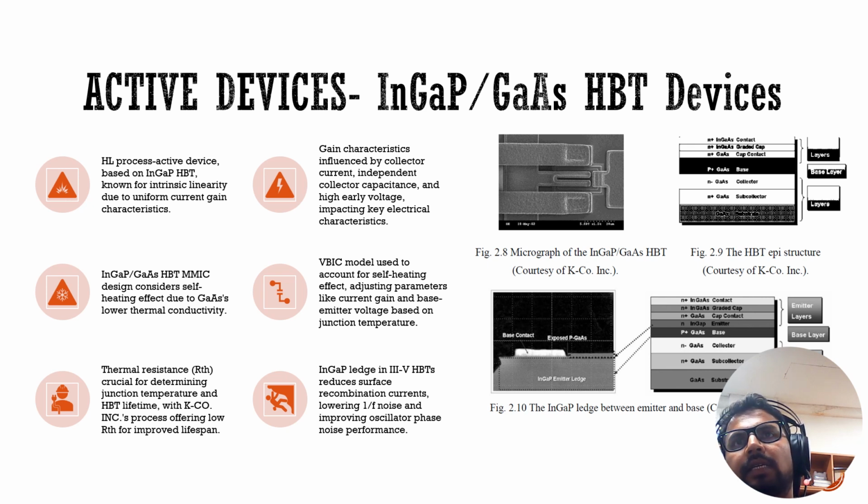Now gain characteristics are influenced by collector current, with independent collector capacitance and high early voltage impacting the key electrical characteristics. Now the VBIC model is used to account for the self-heating effect, adjusting parameters like current gain and base emitter voltage based on junction temperature. Indium gallium phosphide layers in SBTs reduce surface recombination current, lowering 1/f noise and improving oscillator phase noise performance.